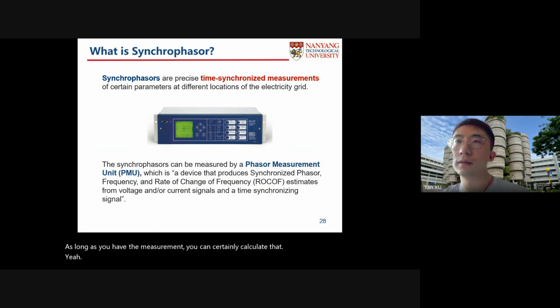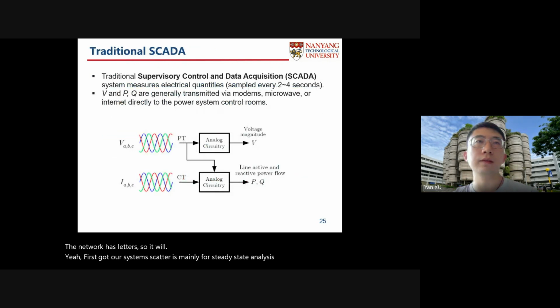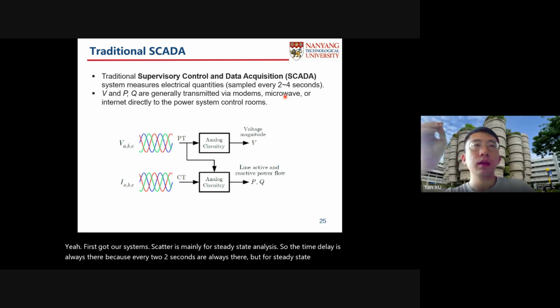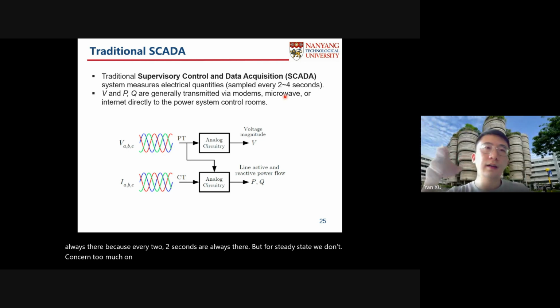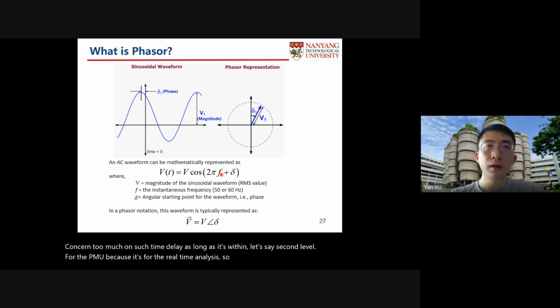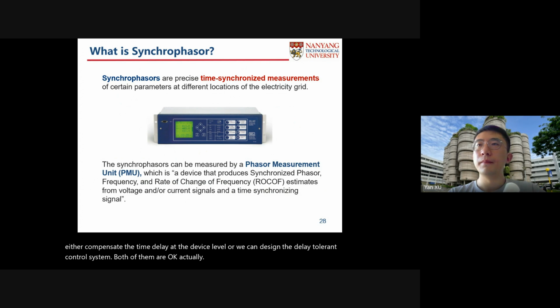The network has latency. For SCADA system, SCADA is mainly for steady state analysis. So the time delay is always there, every 2 seconds. But for steady state, we don't concern too much about such time delay as long as it's within, let's say, seconds level. For the PMU, because it's for the real-time analysis, the time delay is critical. So we can either compensate the time delay at the device level, or we can design the delay tolerant control system. Both of them can be applied.